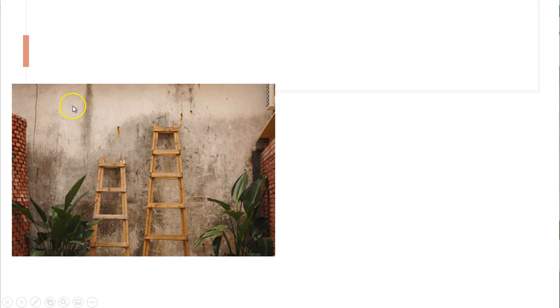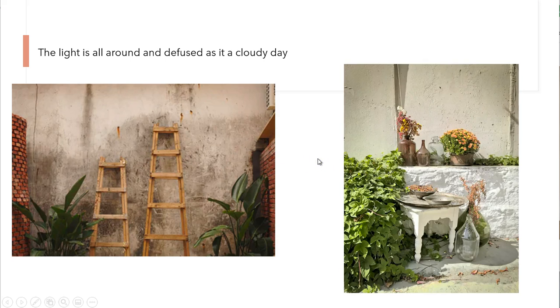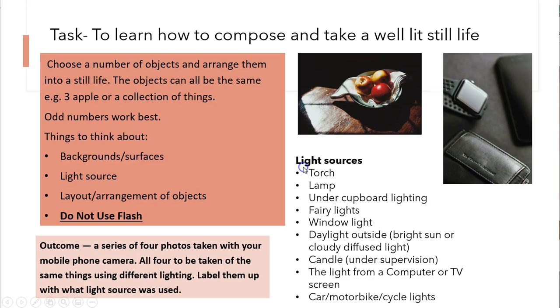This one has got what we call diffuse light. So it's an outside shot of 2 ladders and 2 plants and this wall arrangement here. And it's a cloudy day, so the clouds helped to diffuse or spread an even light, and it's quite a dull photograph. This one is exactly the opposite. It's a bright sunny day and the light is coming from this direction, because if you look at the shadows here. Both have their places. It depends what the photograph is taken for.